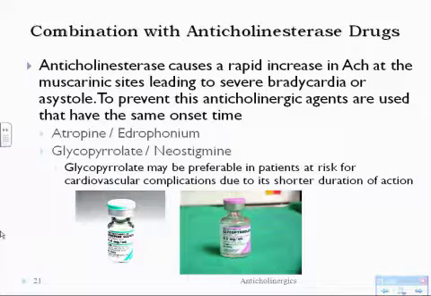The anticholinesterase cause a rapid increase in acetylcholine at the muscarinic sites, leading to a severe bradycardia and asystole. So to prevent this, the anticholinergic agents are used to have the same onset time. So atropine and edrophonium are the ones that go together, and neostigmine and glycopyrrolate should be put together. Glycopyrrolate may be preferable in patients at risk for cardiovascular complications due to shorter duration of action, because of its metabolism. Okay, these are the 2 pictures of glycopyrrolate and atropine.